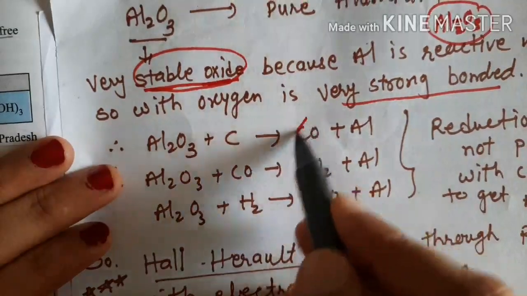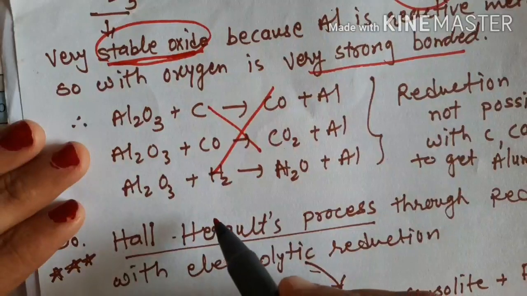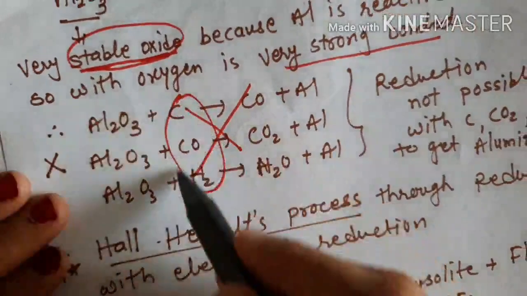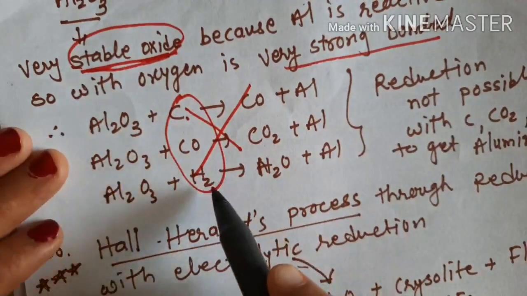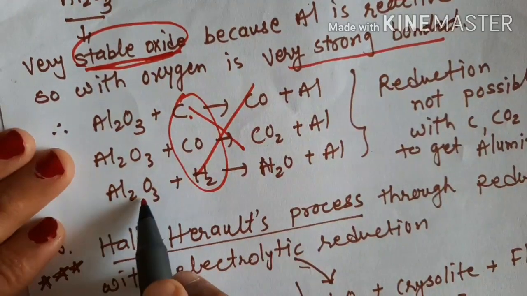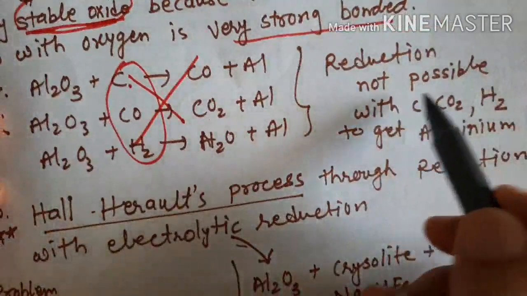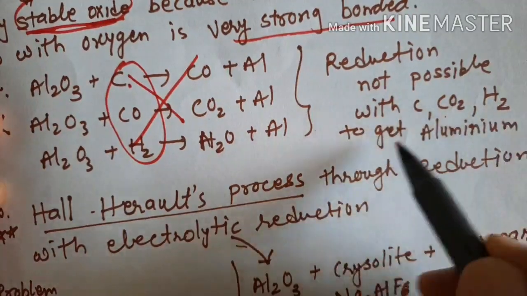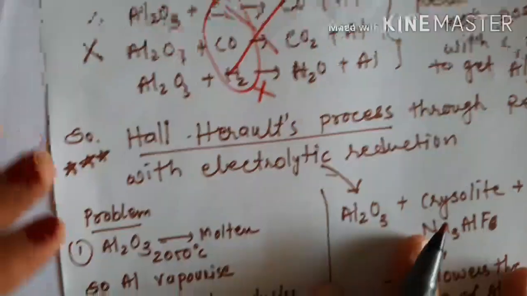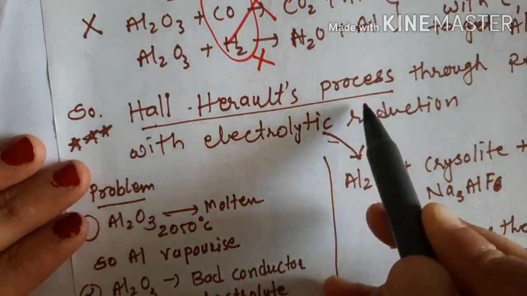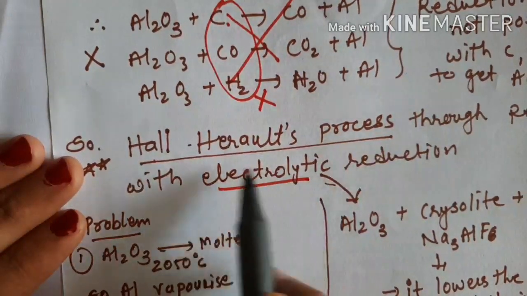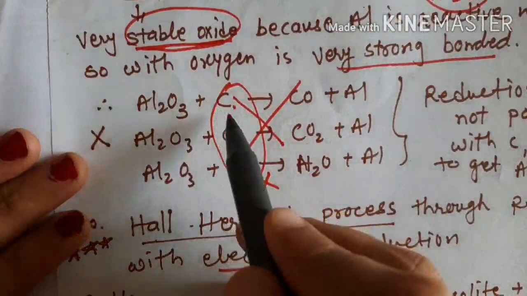this is not possible. Why? Because it is a very stable oxide. So these reducing agents, which are coke, carbon monoxide and hydrogen, are not able to reduce aluminum oxide into aluminum. So the reduction is not possible with carbon, CO and H2 to get aluminum from alumina. So this process is not possible. That's why we do the Hall-Héroult process. Why do we do the electrolysis reduction process for the Hall-Héroult process? Because of this reason.